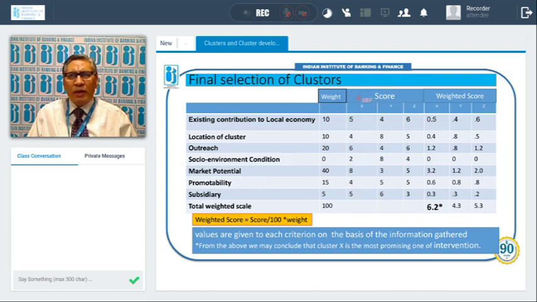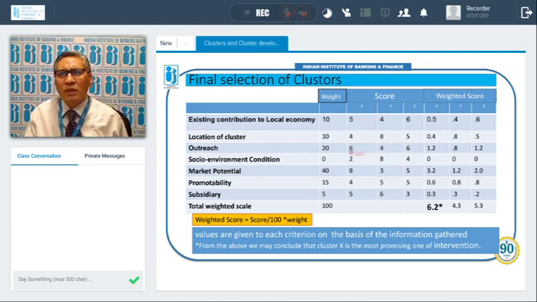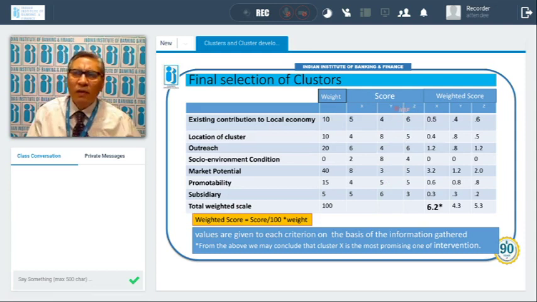Now scores for X, Y, and Z. These are the clusters X, Y, and Z. Now in X, the existing contribution to local economy out of 10 is 5. Say, for example, 5 marks have been given. Similarly, here 4, here 6, here 2, 8, 4, 5. Similarly, in Y cluster, we are giving these marks. These are based on our understanding and our studies of what the entrepreneur can provide. Here 6, 5, 6, 4, 5, 5, 3.